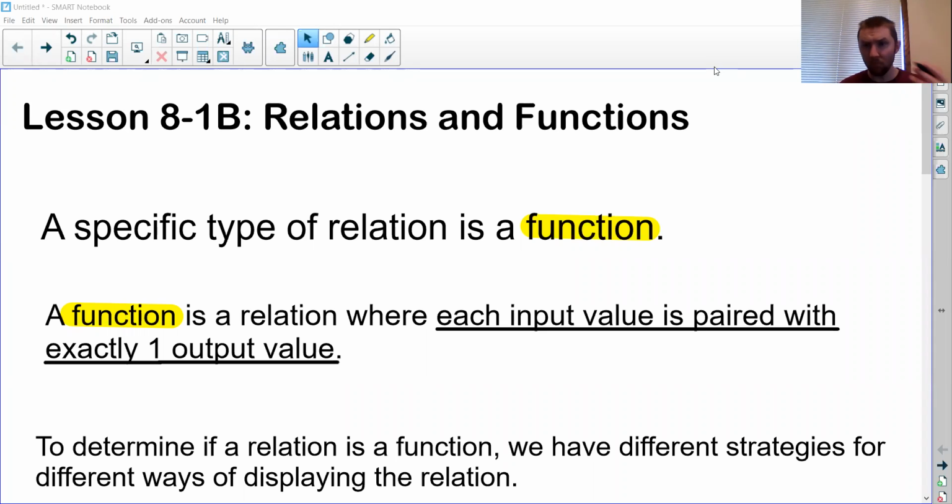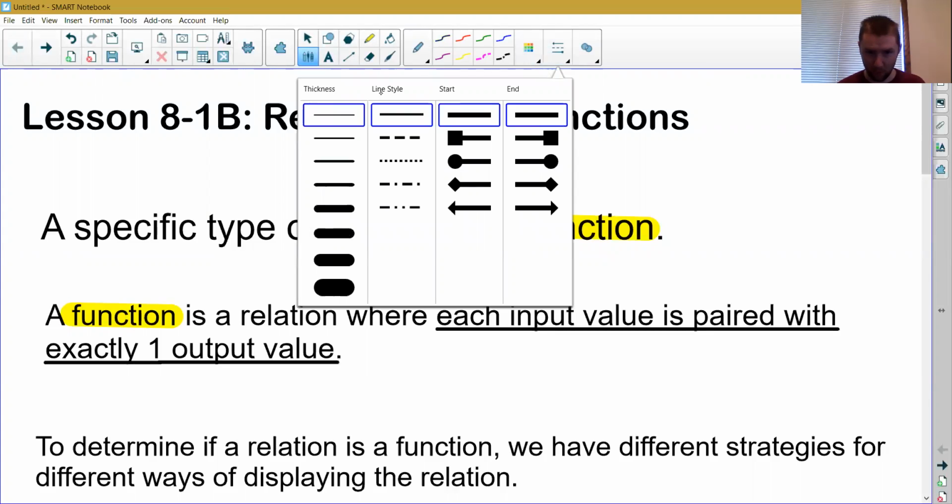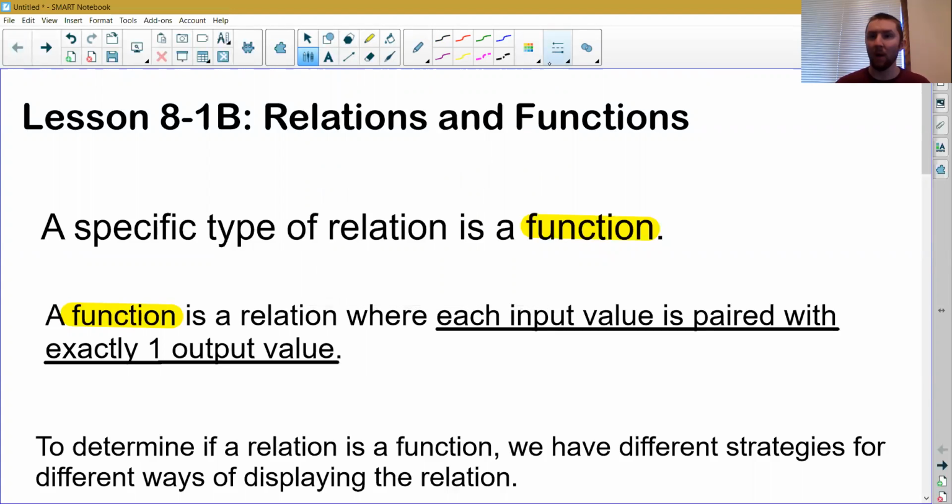So most of your homework is simply going to be yes or no, determining if something is or is not a function. All right, so first we have to talk about what a function is, though. A function is a specific type of relation. Okay, so we talked about relations in our last video about how they can be displayed as ordered pairs, right? We talked about relations just being pairs of numbers that are matched up together.